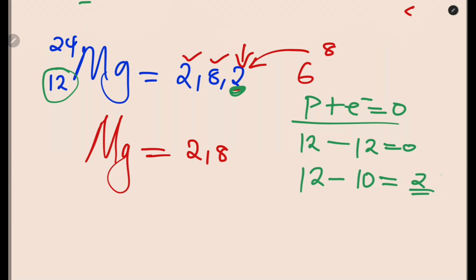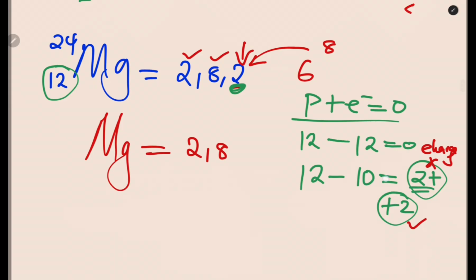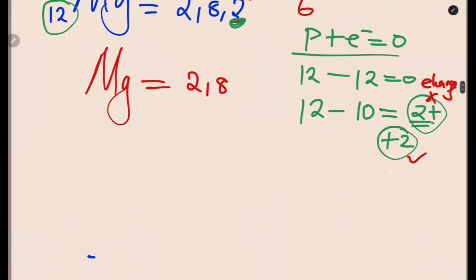But since we are looking at charges, we put a positive at the end. So not positive 2, but 2 positive, and these are 2 different things. These are integers, but this is a charge. So why do you put the positive at the end? Because it's a charge. If you put it in front, that is an integer, and that is wrong. So this one is going to be 2 positive, and that is the reason why the Mg ion is written as such.